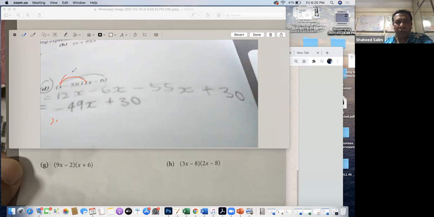Okay. So when you times this one, minus 6x, this is correct. Minus 55x, correct. Plus 30. So this is all correct. X times minus 6 is minus 6x. 11x times this one, minus 55x. So all the rest is correct. It's only the thing down here. This is 11x squared. So 11x squared, you combine these two, you get minus 61x plus 30.